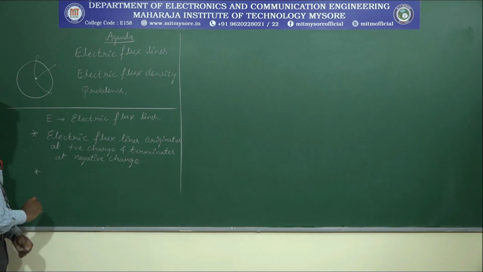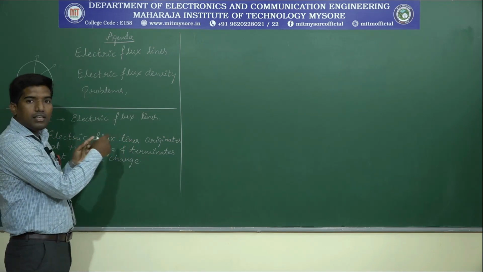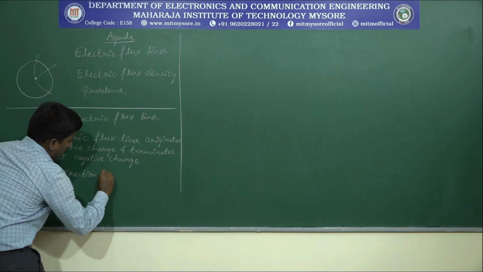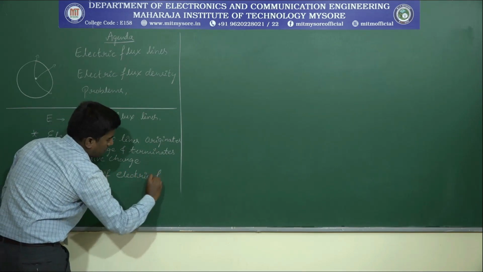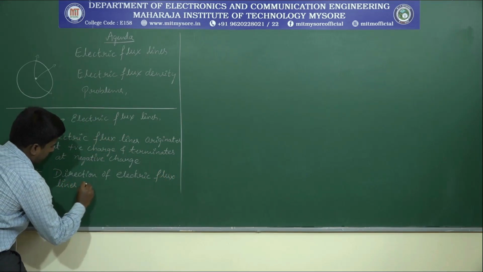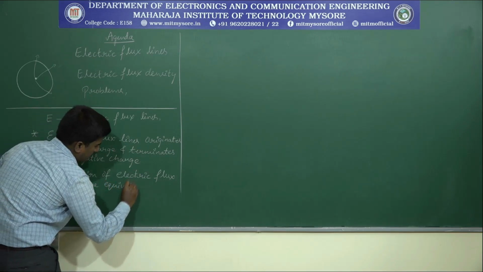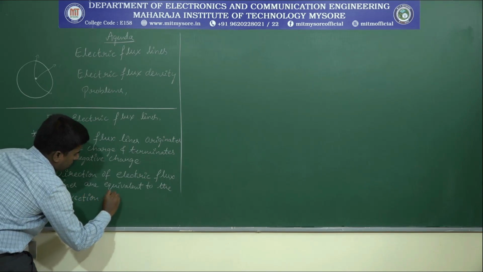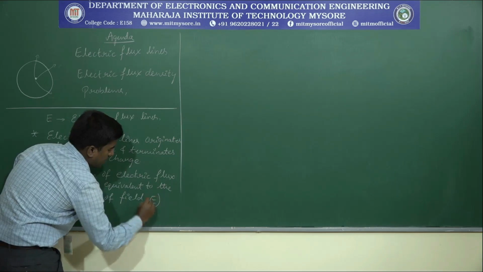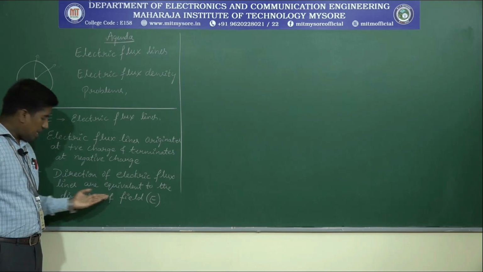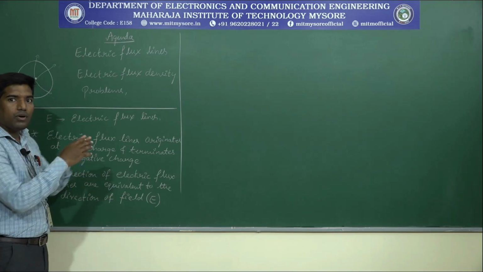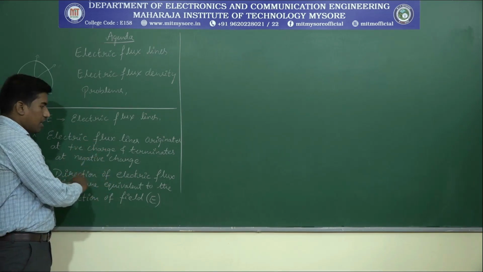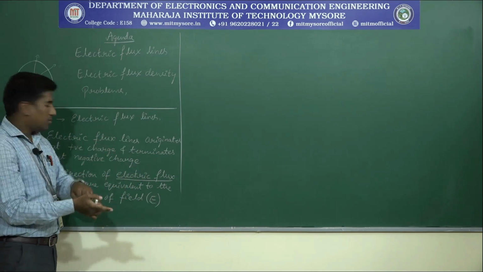What is the second condition? The direction of electric flux lines is equivalent to the direction of the field E. So what is the direction of the electric field? The direction of electric field E is from positive charge towards the negative charge. Therefore, the direction of electric flux lines is also from positive charge to negative charge. This is the second condition.